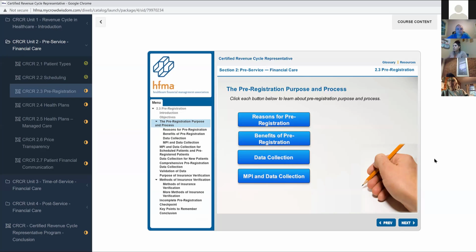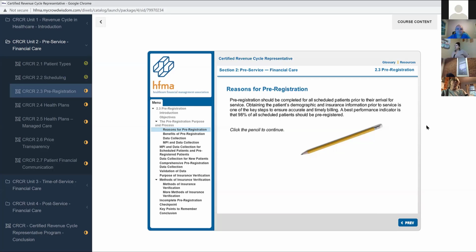Pre-registration. So the pre-registration purpose and process. So if we click on the first bubble, reasons for pre-registration. Oh gosh, why did it just go away? Here it is. Okay. So pre-registration should be completed for all scheduled patients prior to their arrival for service.